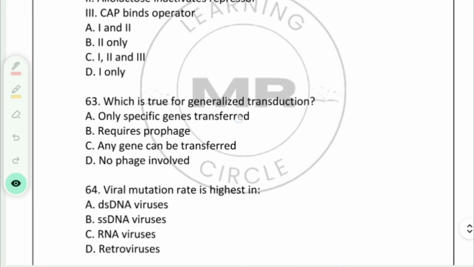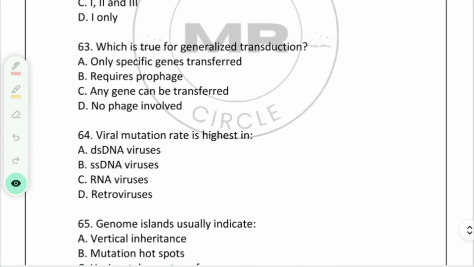Now question number 63. Which is true for generalized transduction? A, require specific gene transfer. B, require prophages. C, any gene can be transferred. D, no phage involved. So the correct answer for this question is option C, any gene can be transferred.